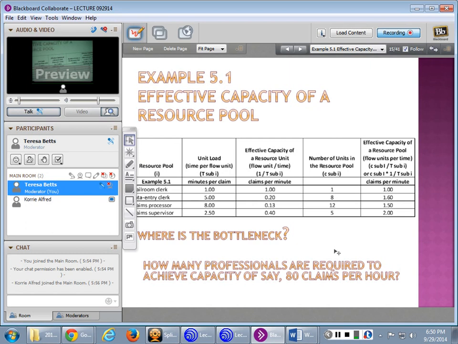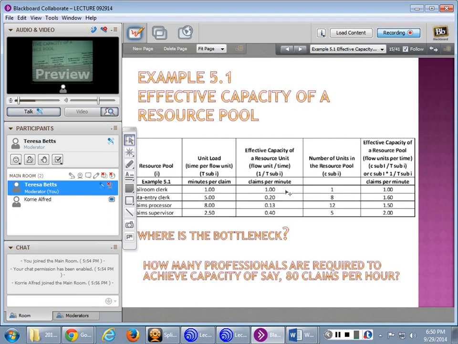All right, so let me pull it back to effective capacity of a resource pool. If we want to figure out how many professionals we actually need, we say, well, if I want to do 80 claims per hour, and they can do 1 claim per minute, 0.2 of a claim per minute, 0.13, 0.40. I convert my 80 claims per hour to how many per minute I need. Let me do the math. 80 divided by 60 is 1.33.